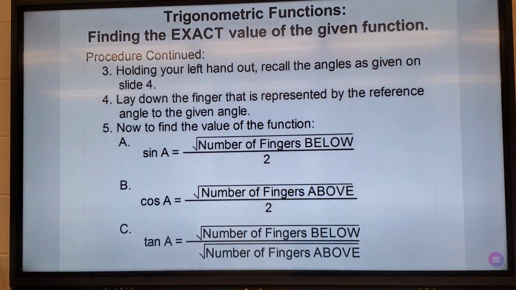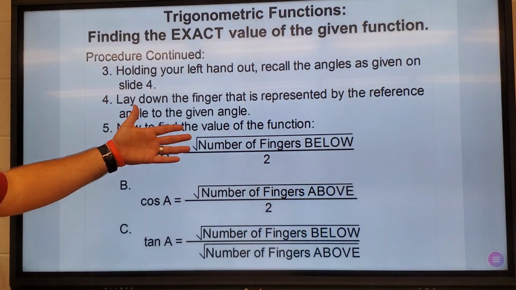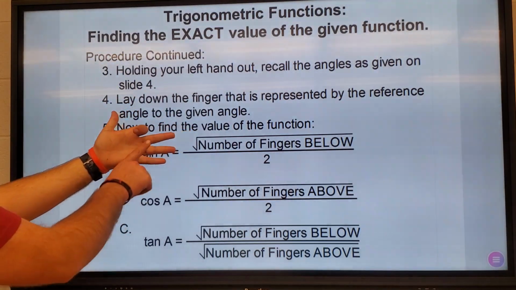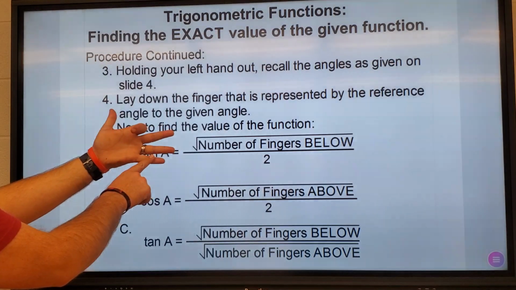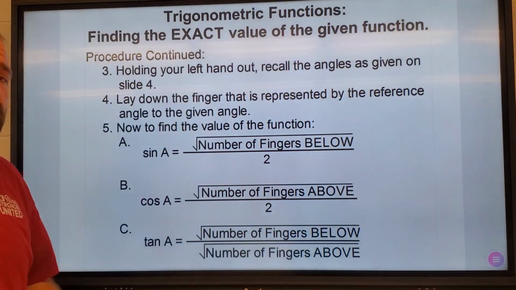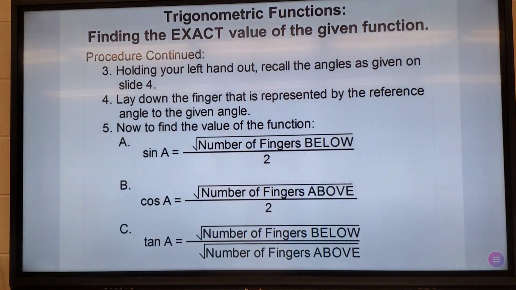Okay? So that means if I have, let's say, 60 degrees for my reference angle, I'm going to put down my 60 degree finger. And I'm going to count the number of fingers below. Okay, that's 1, 2, 3. So it'd be the square root of 3 divided by 2. Okay, I cannot simplify the square root of 3, so that would be my answer.